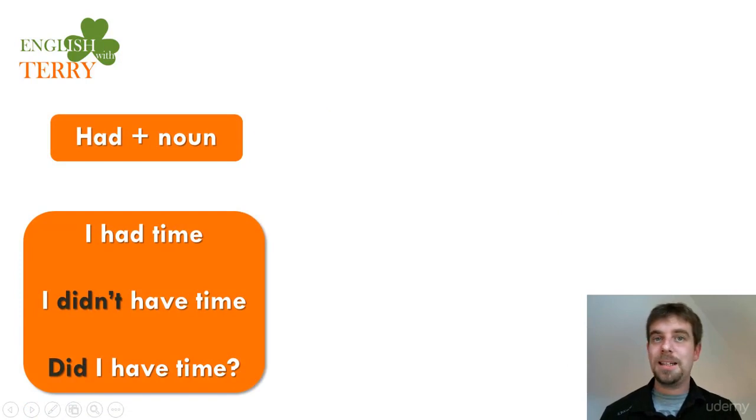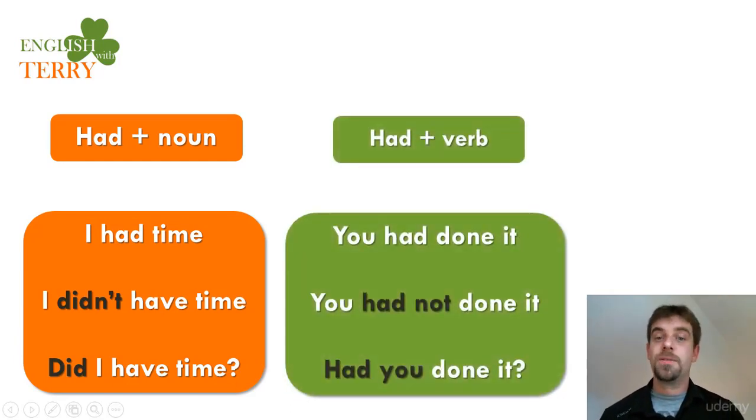And if we look in the past tense, which is had plus a noun: I had time, I didn't have time, and did I have time? So after had is a noun, and here now after had is a verb. So the negative is like a modal verb, like a be verb. You had done it, you had not done it, or you hadn't done it, or had you done it? So this is what we are interested in here: when do we use this had plus a verb?